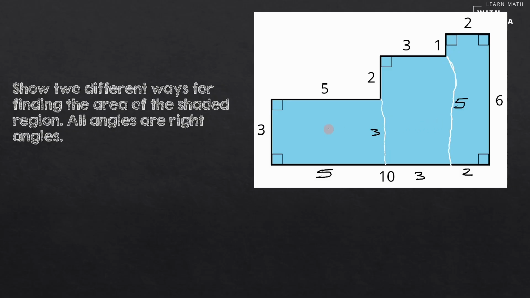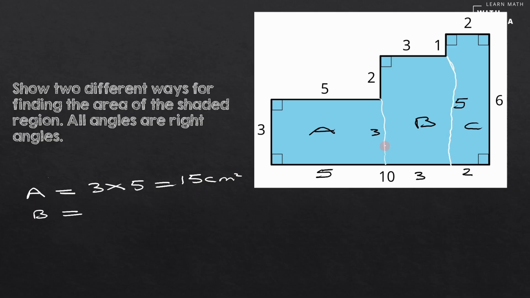So we need to find the area of A, area of B, and area of C. And then we'll add them up together to give us the entire area of this. Area of A is equal to the width, which is 3 multiplied by 5. This is 3 multiplied by 5. Give us 15. If each length is in centimeters, so this will be centimeters squared. The area of B will be, the length is 5 and the width is 3. So which is still 3 times 5 or 5 times 3. The same thing, 15 square centimeters.